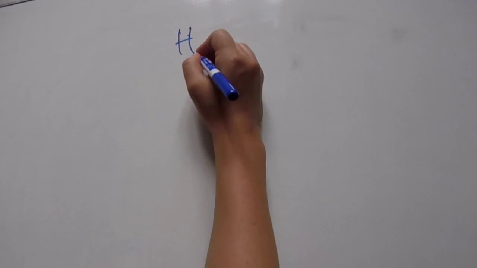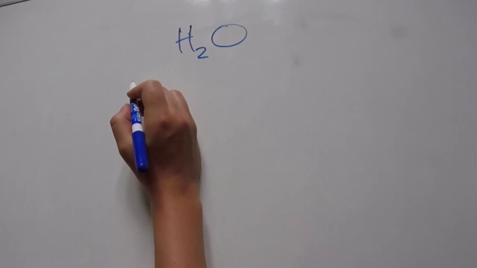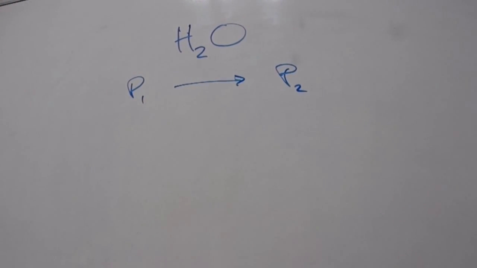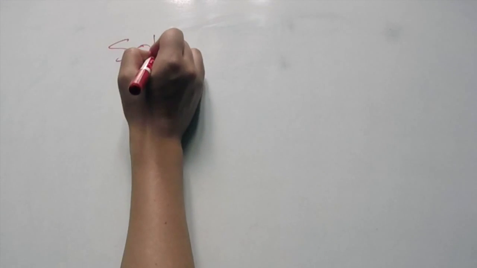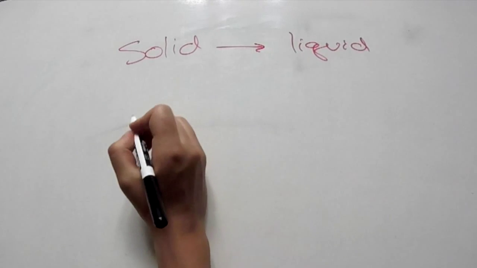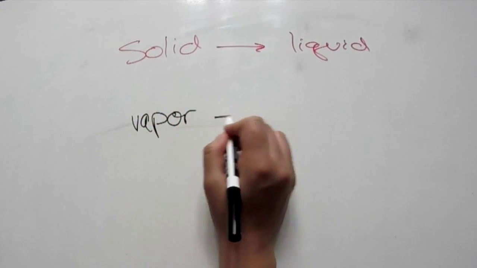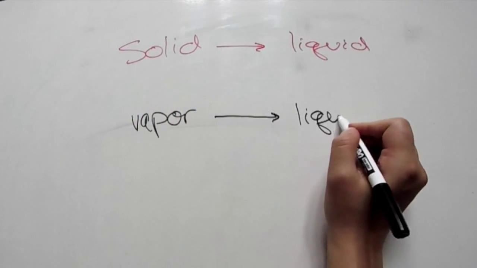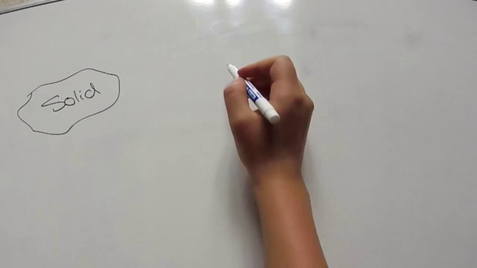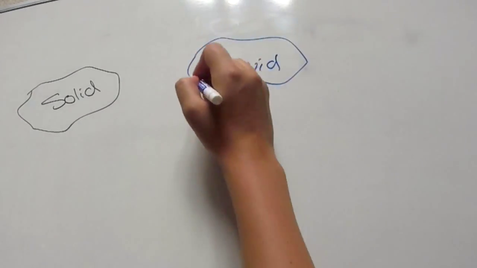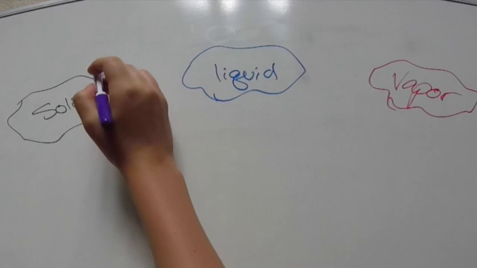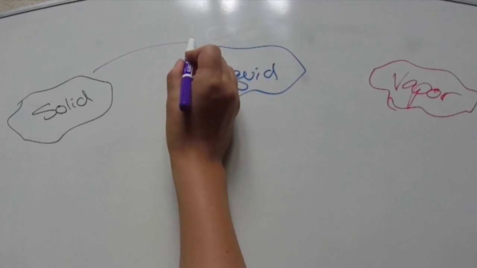Now, these are two everyday examples of water, H2O, going from one phase to another phase. In the first example, the ice went from solid phase to liquid phase as it melted, and in the second, the steam went from vapor phase to liquid phase as well. Now, as we know, there are three phases: the solid phase, the liquid phase, and the vapor phase or gas phase. Now, the transitions between these all have special names.